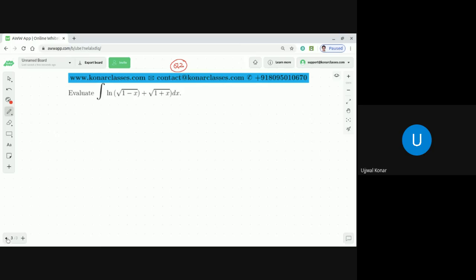If you see, it is only one function: ln of square root of 1 minus x plus square root of 1 plus x. In fact, there is a small mistake I have made, so let me eradicate it. This bracket is not required. Let me remove this bracket. Got it?